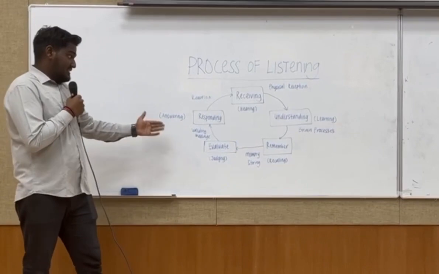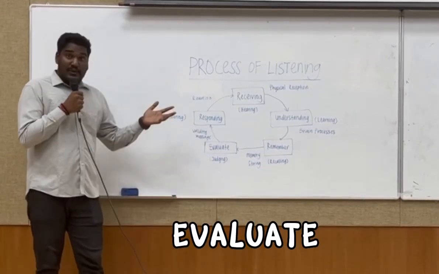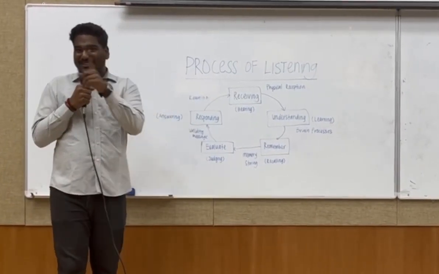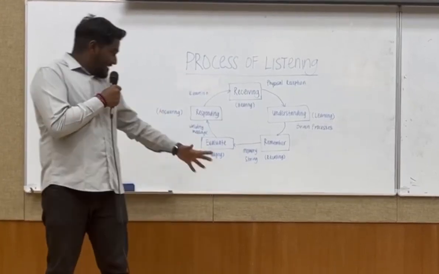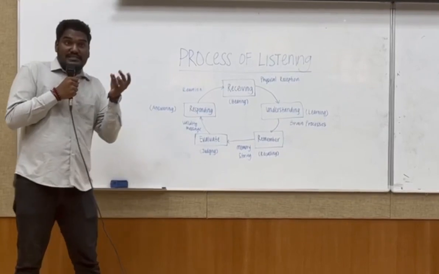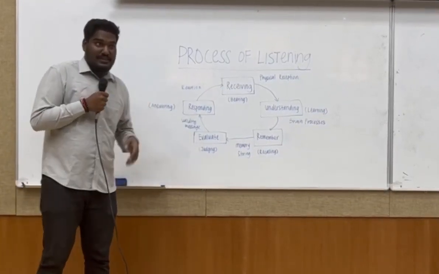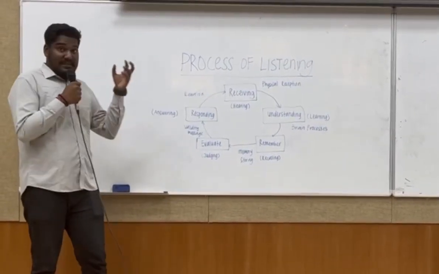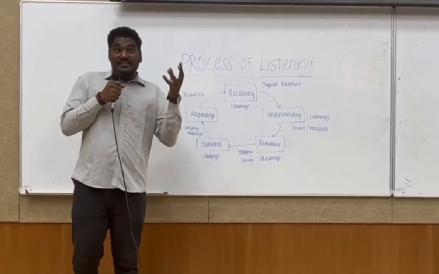The next process is evaluate. Evaluate means judging. You all like to judge, right? So in this process, the brain evaluates the information received. They tend to validate the message for its logic and the reason behind the speaker.